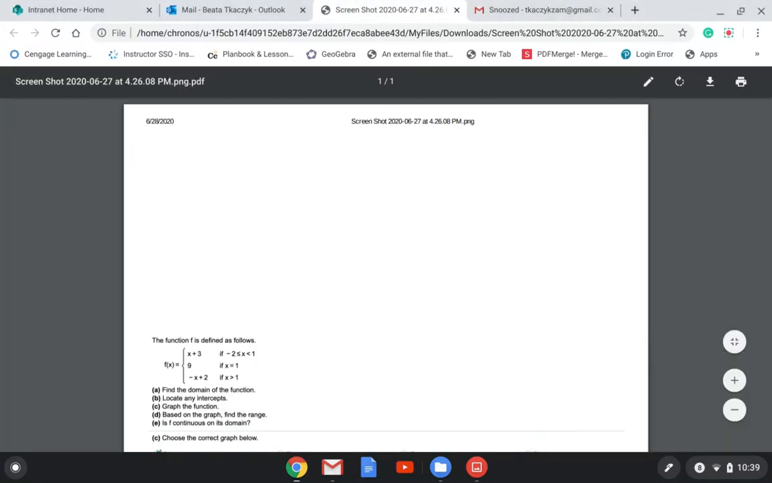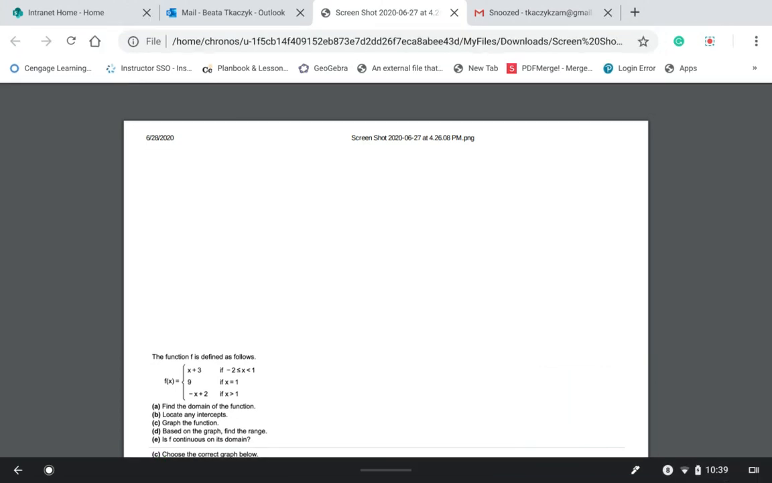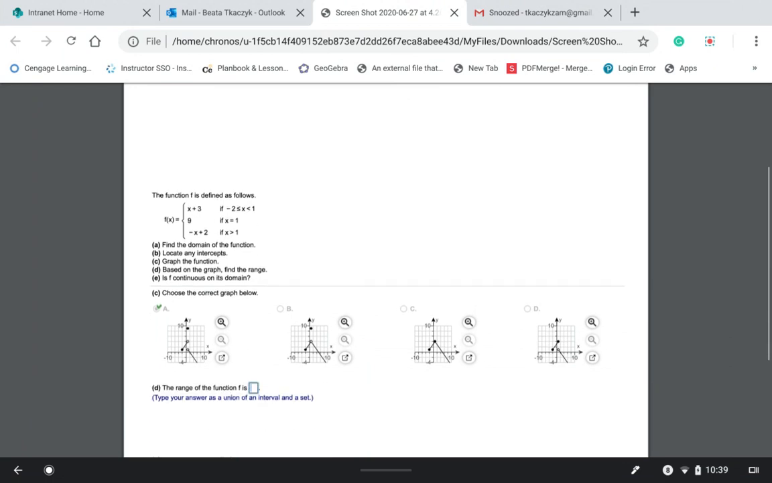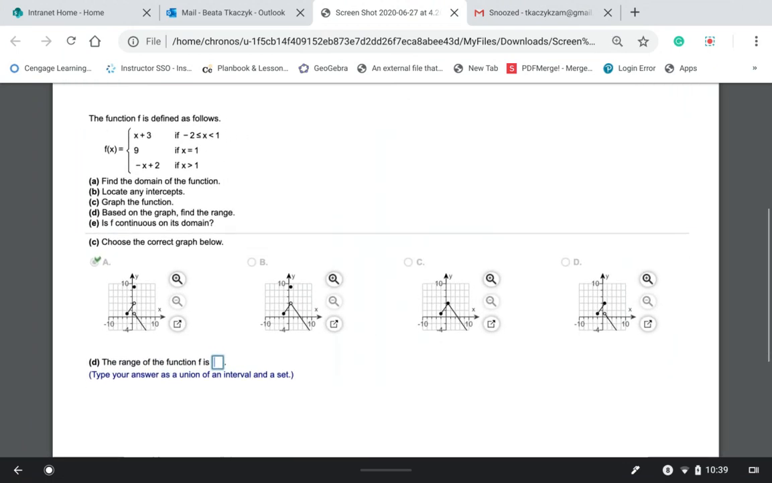Okay, so here I'm going over one of the questions from homework. This is the screenshot of the problem. You have a piecewise defined function f of x equal x plus 3 when x is between -2 and 1, 9 if x is equal 1, and negative x plus 2 if x is greater than 1. And first, in part A, they ask you to find the domain.